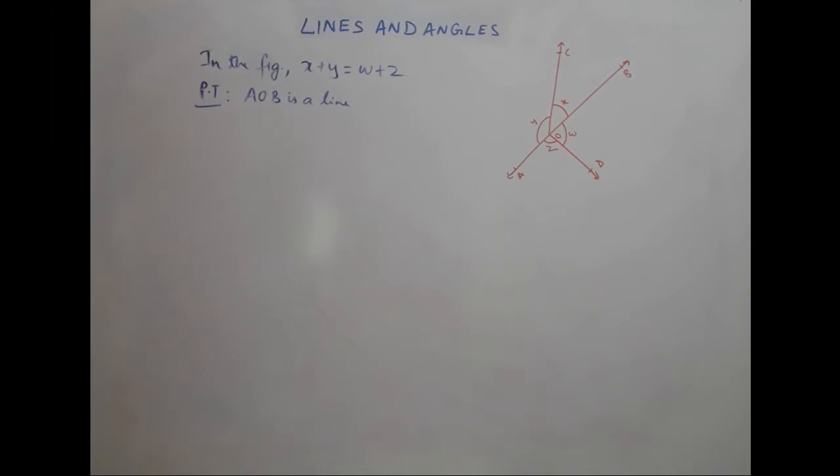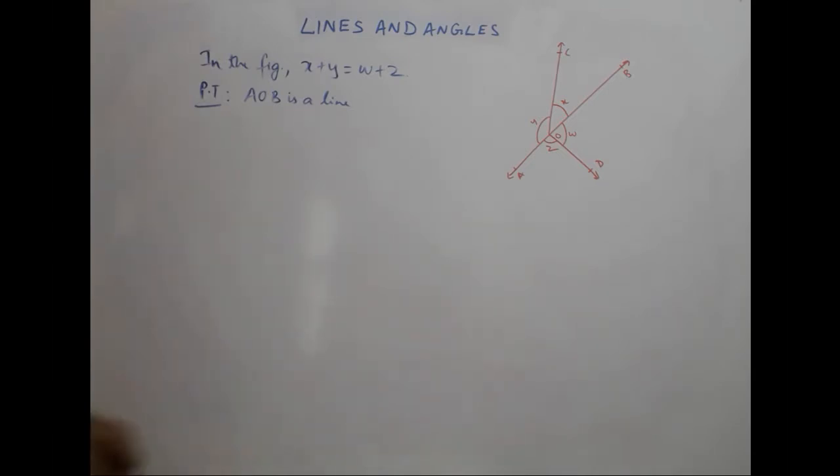Hello students, so we continue from our previous video solving problems on linear pair axiom. In this problem we are given in the figure x plus y equal to w plus z. Prove that AOB is a line.